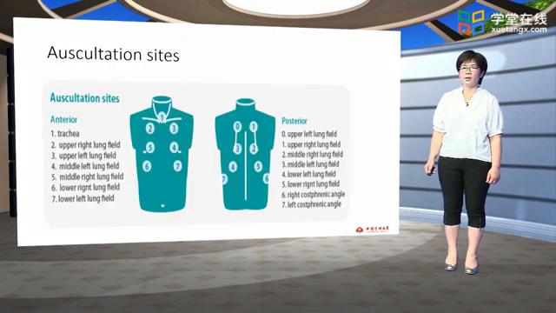We have a lot of auscultation sites. One set is on the anterior part, the other is on the posterior part. From the anterior part, number 1 is the trachea, and the second and third are the upper lung field, the middle lung field, and the lower lung field. From the posterior part, you will see the superior lung field, middle and lower, and the sixth and seventh are the right and left costophrenic angles.